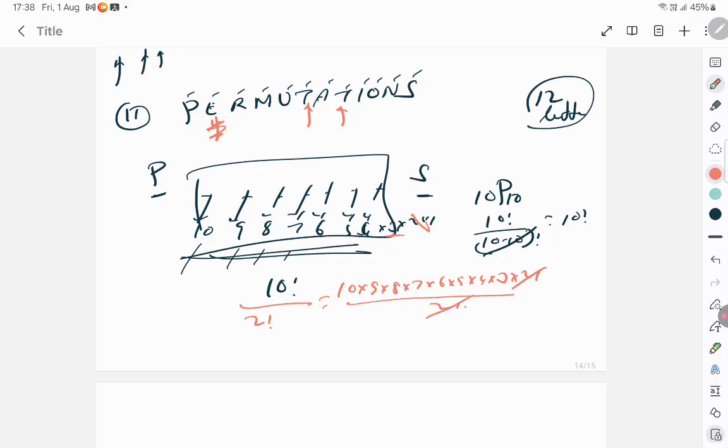I wrote it here as 2, it shouldn't be. Because this is how many letter word? 1, 2, 3, 4, 5, 6, 7, 8, 9, 10, 11, 12 letter word. I'm fixing this and this. I'll have to do 10 factorial, the juggling of all this, but there are repeats.